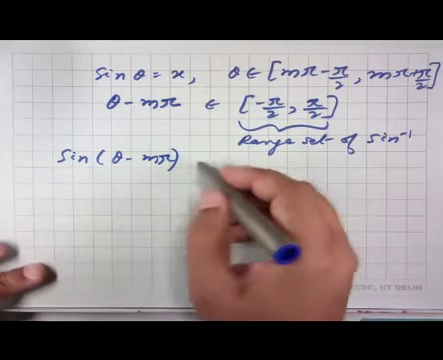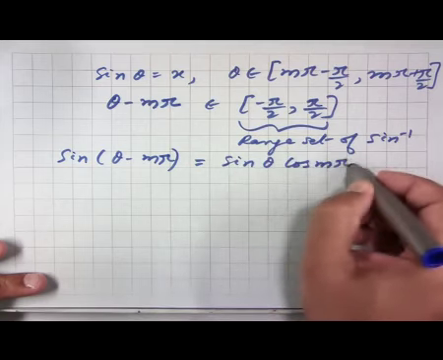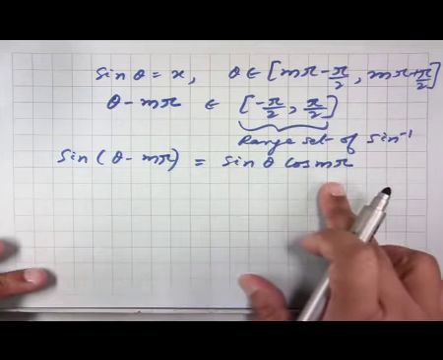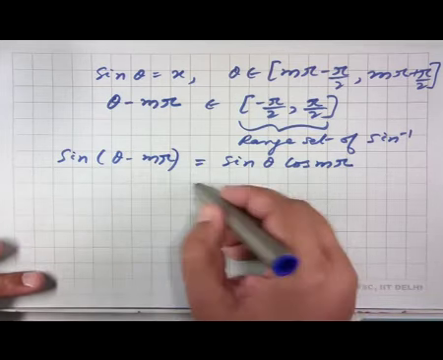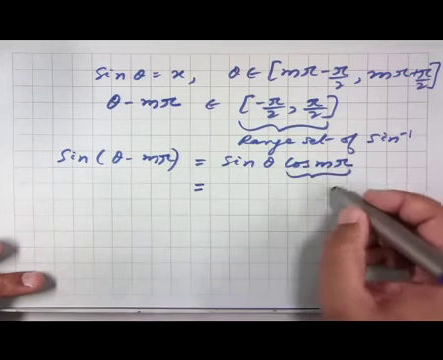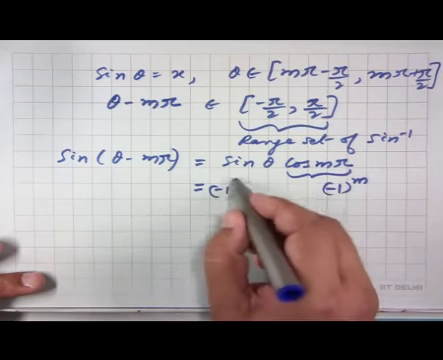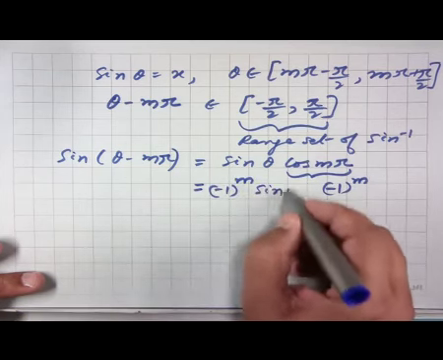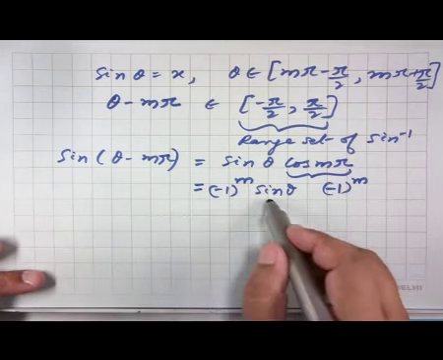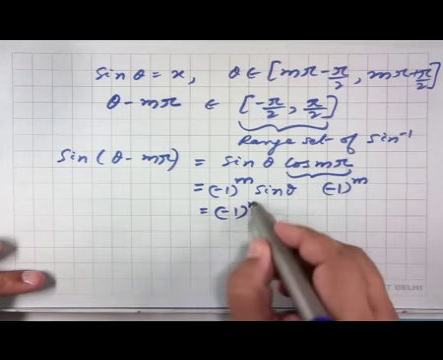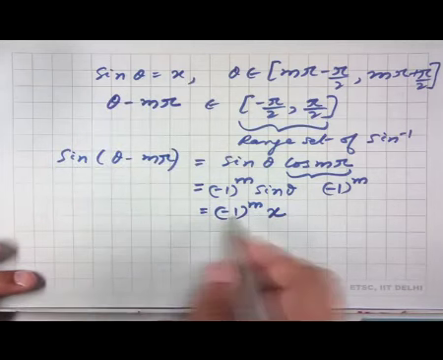Now, let us see what is the value of sine of theta minus m pi. This is equal to sin A cos B minus cos A sin B, but sine of an integer multiple of pi is equal to 0. So, this is what we end up getting, and this cos of m pi can be written as (-1) to the power of m. So, finally this is equal to (-1)^m times sin theta, which is actually good news for us, because we can also write it as (-1)^m times x, because sin theta is equal to x.